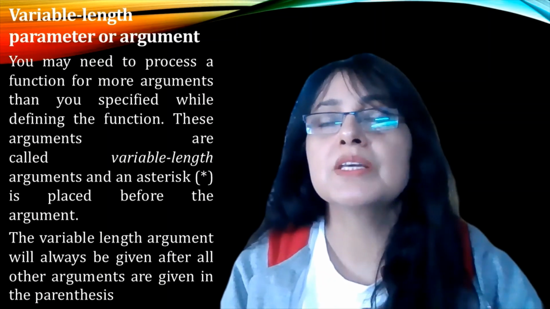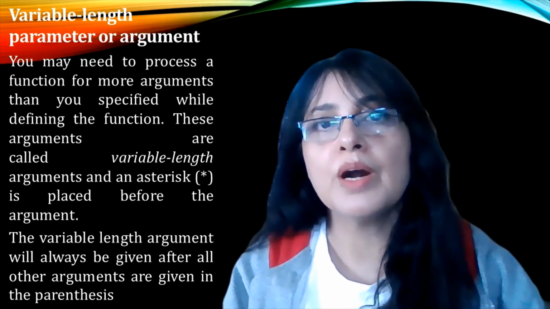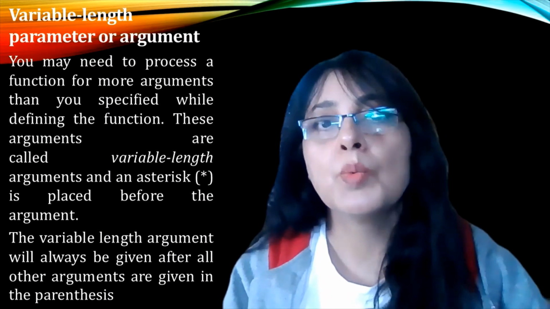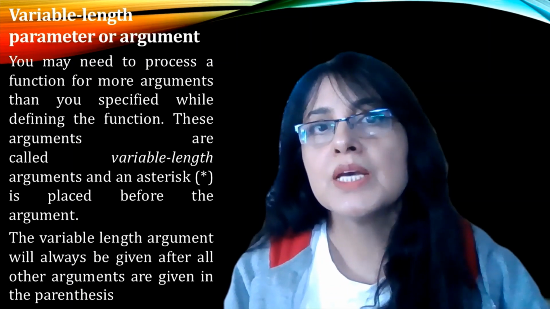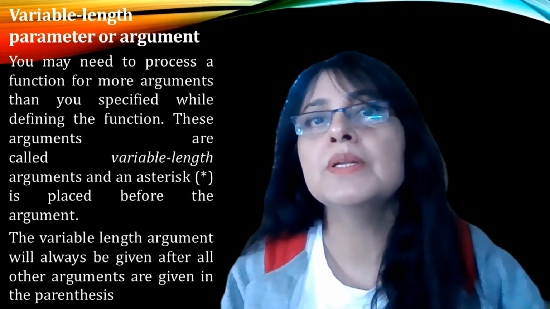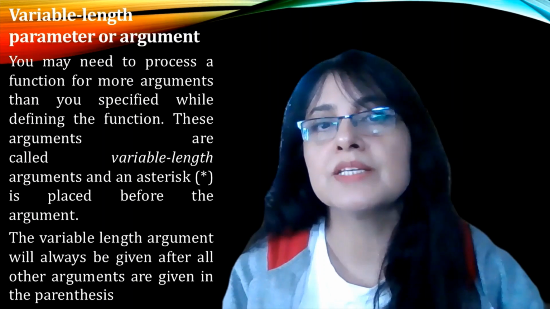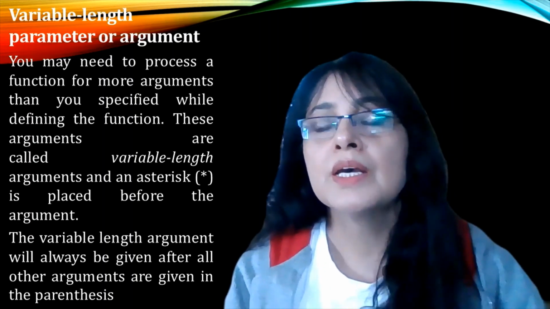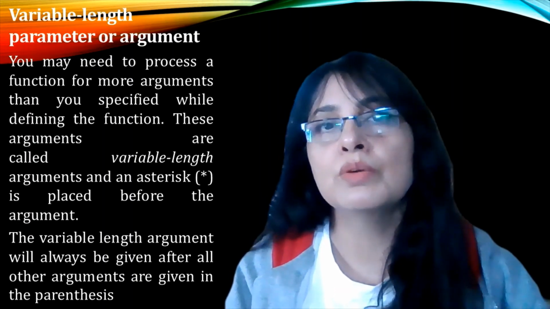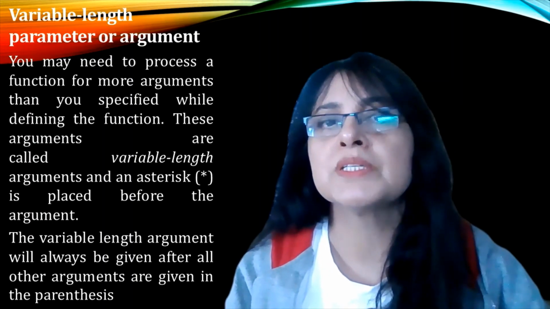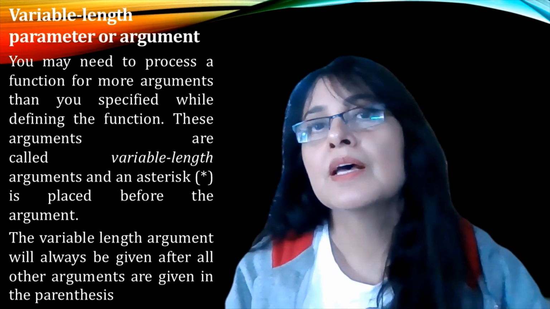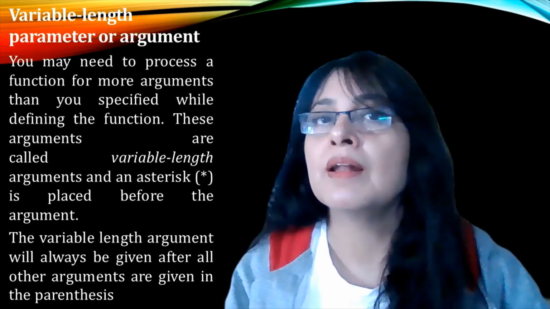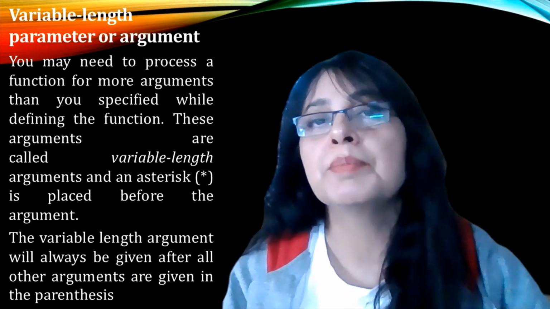You may sometimes need to process a function for more arguments than you specified while defining the function. These arguments are called variable length arguments, and an asterisk is placed before the argument. The variable length argument is always given after all other arguments are given in the parentheses. That means it should always be the last argument in the parentheses.